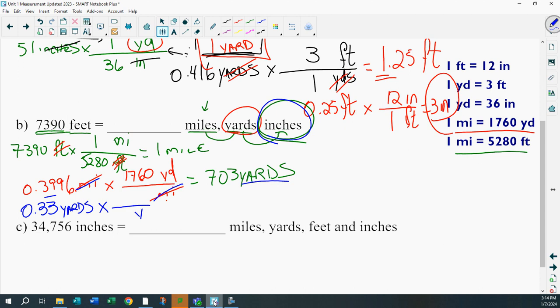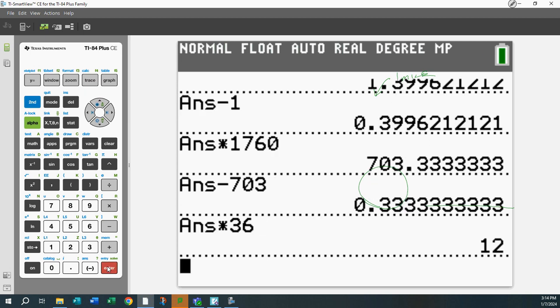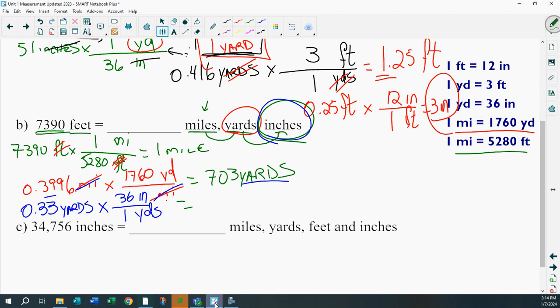So guess what? Yards on the bottom, inches on the top, 36 inches, 1 yard. Whew. Okay, here we go. Back to your calculator. So you're just going to multiply this remaining amount here by 36, and look what you got. 12 inches. Awesome. So this works out to be 12 inches. Now, we know that 12 inches is 1 foot, but it doesn't ask for feet. It asks for inches. So you got 1 mile, 703 yards, and 12 inches. Isn't that wild? Holy smokes.